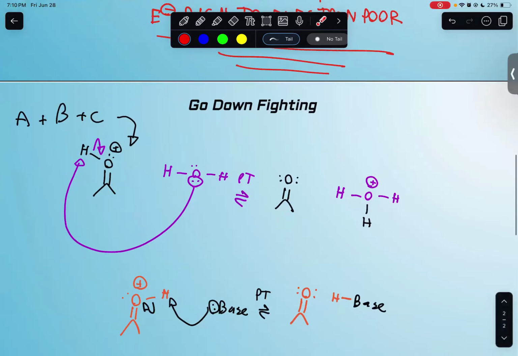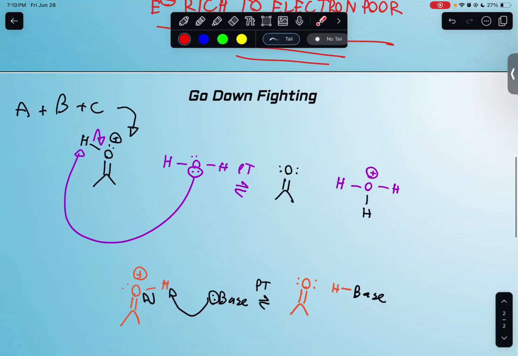Hopefully this provided some context if you're struggling or curious about proton transfers, or if you don't know how to do them. Hopefully this helped.